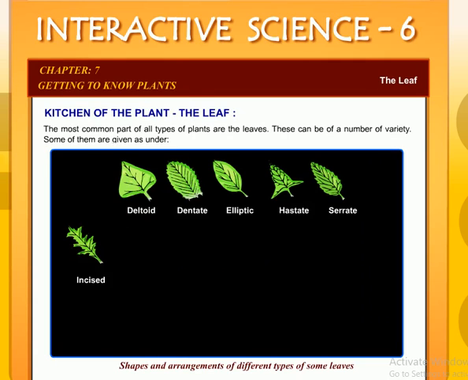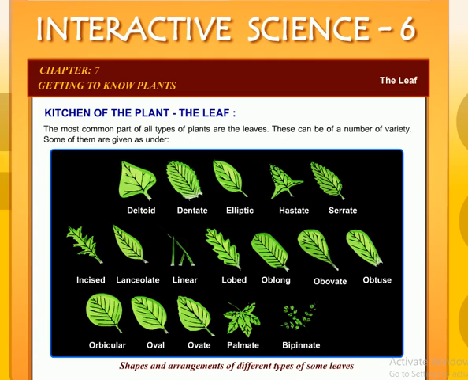Kitchen of the plant. The leaf. The most common part of all types of plants are the leaves. These can be of a number of varieties. Some of them are given as under.